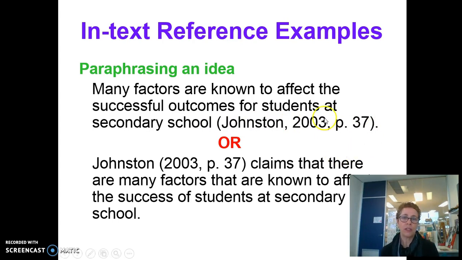The other way you could do the in-text reference is you could incorporate the author's surname into the flow of the sentence. So here we have the word Johnson, which is his surname, as part of the sentence, and we only have the year of publication and the page number which are appearing in the in-text reference. So it's a really good idea to mix it up. Sometimes you could use the surname in the in-text reference, and sometimes you could use the surname in the flow of the sentence.